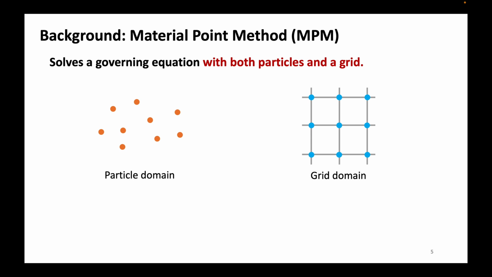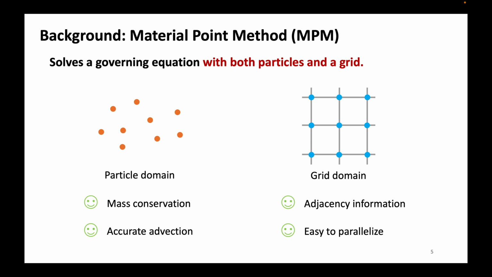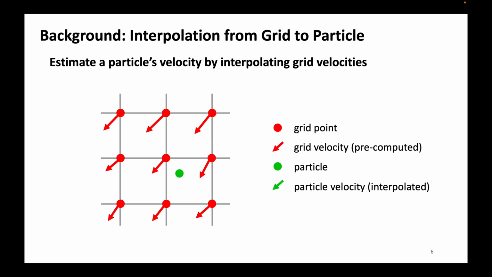From here, I'll show you the basis of MPM. MPM solves the governing equation with both particles and the grid to take advantage of the two domains. For example, a particle domain has a mass conservation property and can accurately handle advection. On the other hand, the grid domain has obvious adjacency information and is easy to parallelize. During the simulation process, MPM switches between the two domains by interpolation. Let's see how the interpolation works for MPM in detail.